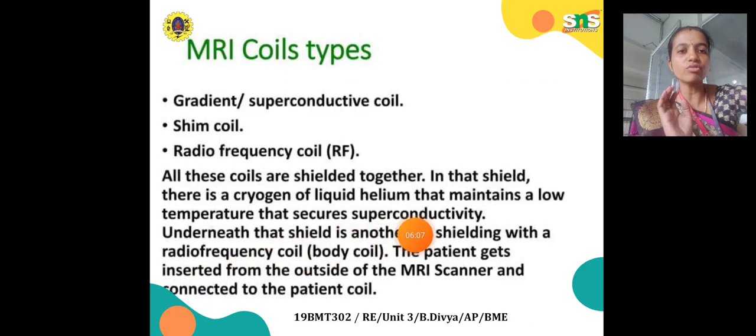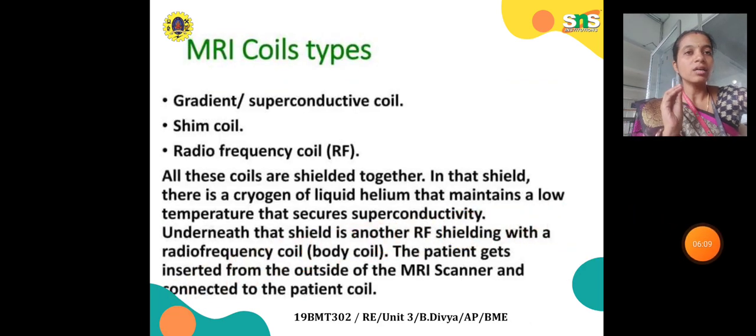This is the procedure for MRI, how the MRI coils are used and what coils are present.